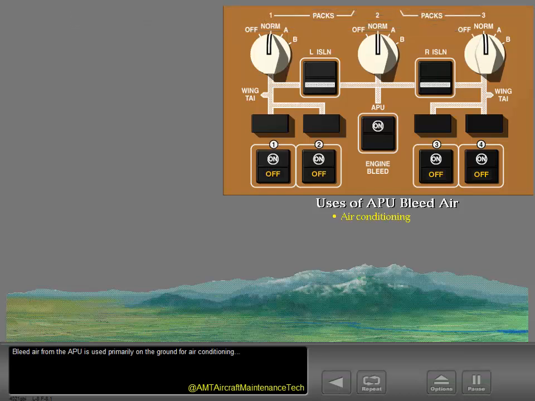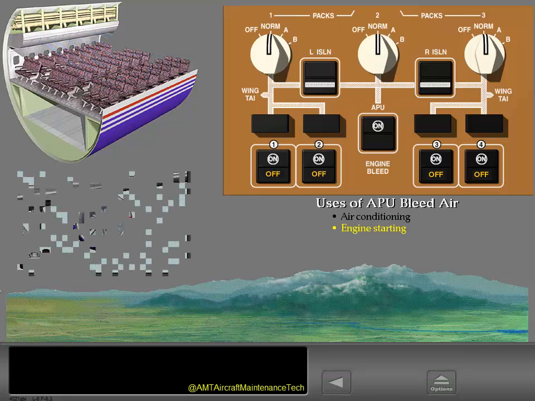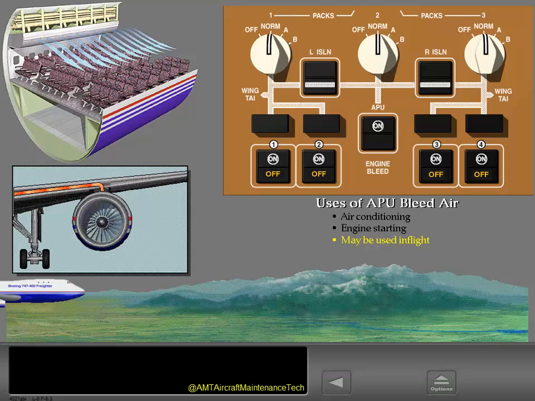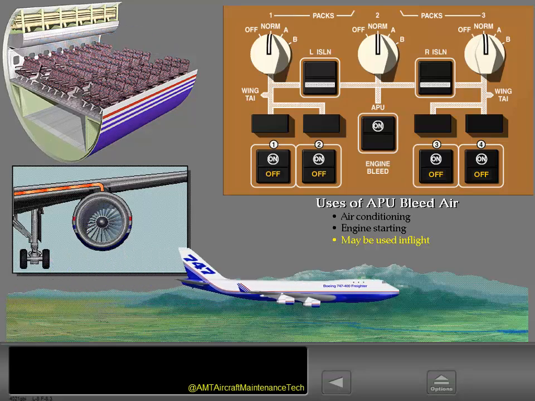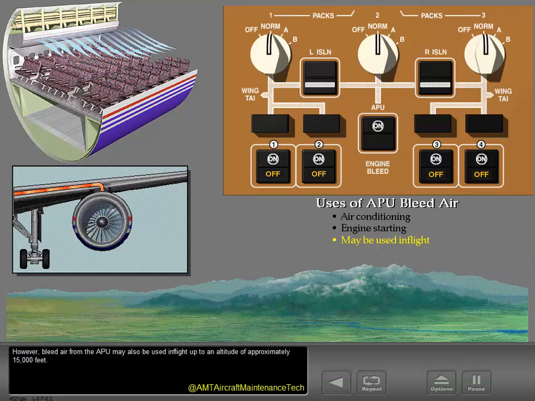Bleed air from the APU is used primarily on the ground for air conditioning and engine starting. However, bleed air from the APU may also be used in flight up to an altitude of approximately 15,000 feet.